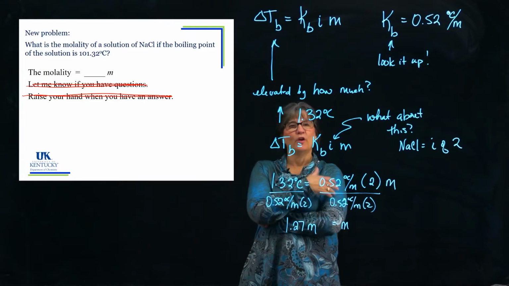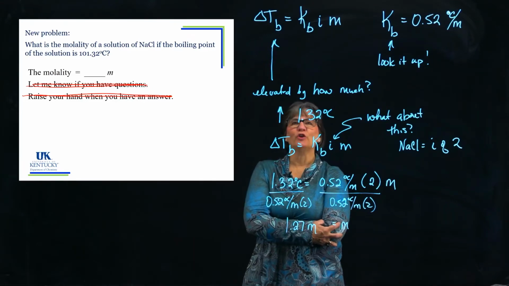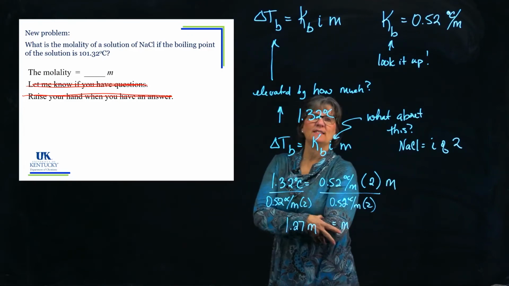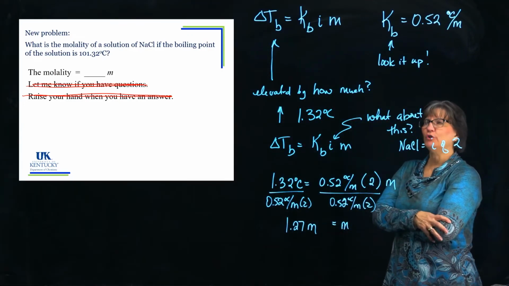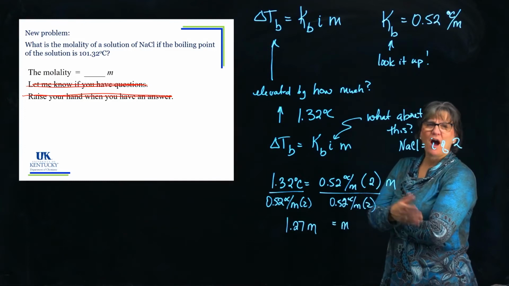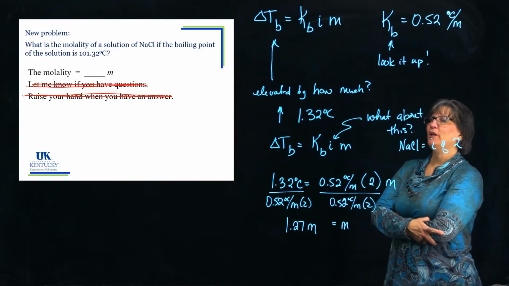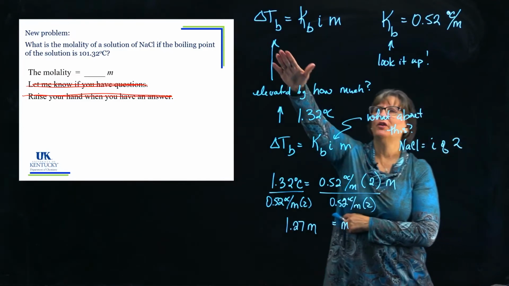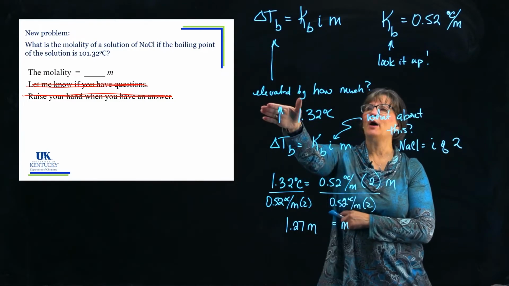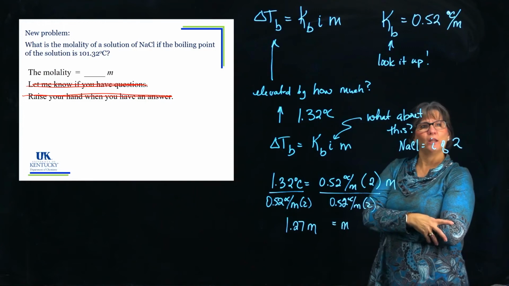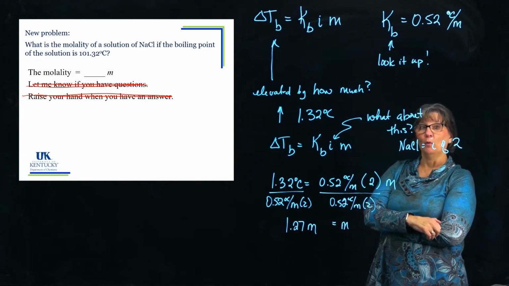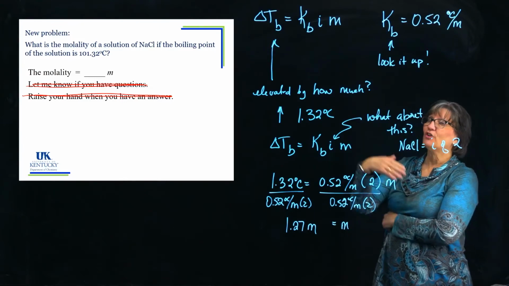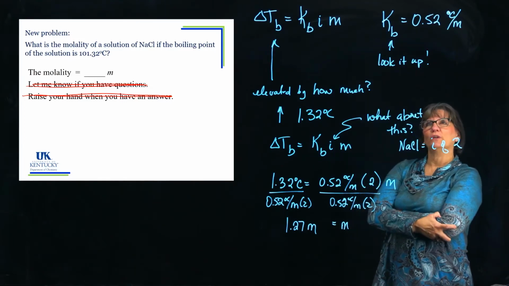Okay, so you've rejoined me, you've looked at your work and my work, and I've considered all the pieces that you need to consider in order to do this. What are the common mistakes of students? Well, they put in that 101.32 for this. Remember, this is how much it's elevated by. It's boiling point elevation. The normal boiling point of water is 100 degrees Celsius. So this has gone up by 1.32 degrees.